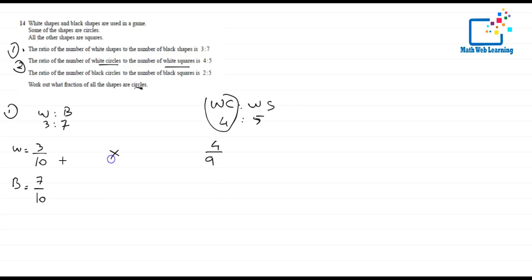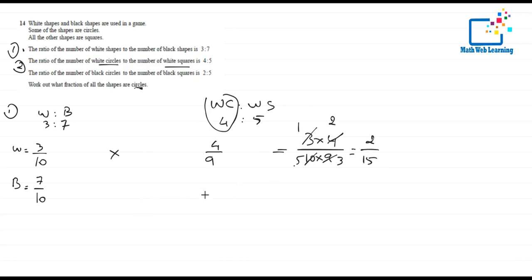We're going to do that, and that gives me the fraction of the white circles as 3 times 4 over 10 times 9. Let's cancel it down. This 2 will cancel down. Divide by 3, you get 1. Divide by 3, you get 3. Divide by 2, you get 2. Divide by 2, you get 5. So 1 times 2 is 2, and 5 times 3 is 15. So the white circles represent 2/15 of the whole lot.